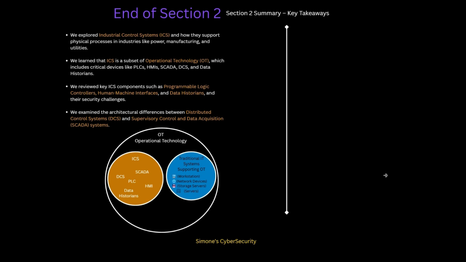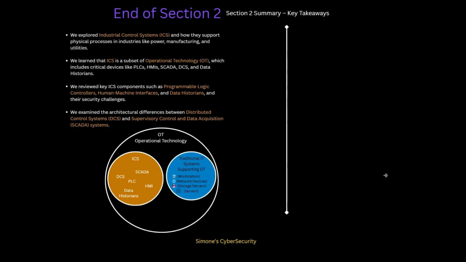For example, PLC is used as a brain. HMI is used for interacting with the machine world. Data historian stores data. So all this we discussed, and we discussed their vulnerabilities as well: how with advancements in technologies, their efficiency is improving, but at the same time, their attack surface, vulnerabilities and risks are also increasing.